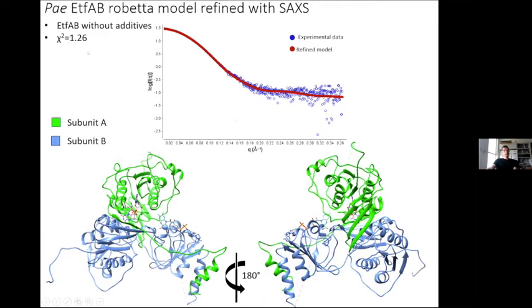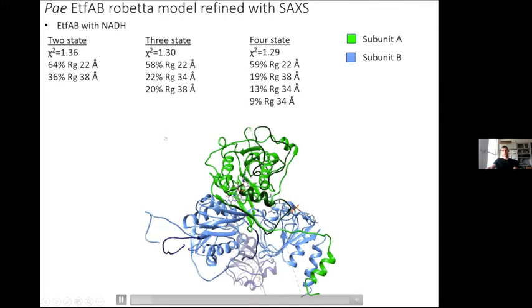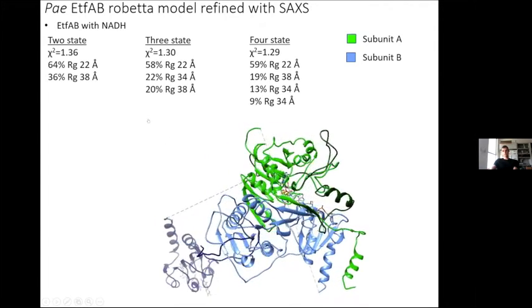So I've done some modeling with this. This is the no additive case. I made AlphaFold models and also compared to other homologous enzymes where there are crystal structures to rearrange the 2 subunits. I did some modeling with this and got a chi-squared of 1.26. So it looks like a pretty good fit for the no additive case, and it's what you expect based on the literature looking at similar enzymes where structures are solved. So that's great. But then I go to the NADH case, where it seems to be elongating.